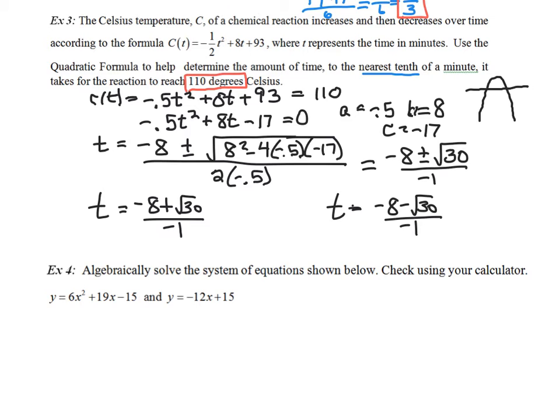So stop the video for a minute. Make sure when you're plugging this into your graphing calculator, you're putting parentheses around the whole numerator and then dividing by negative 1. So come back when you have the decimal approximations and please round these to the nearest tenth.